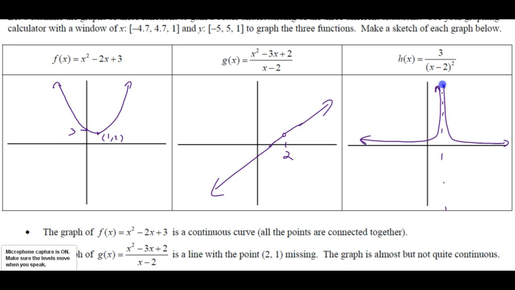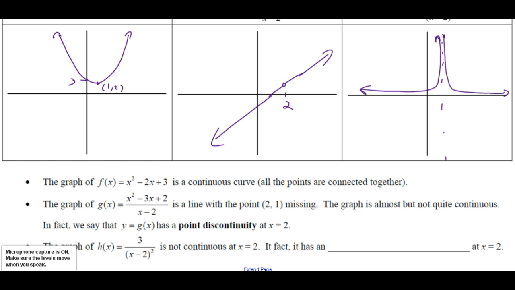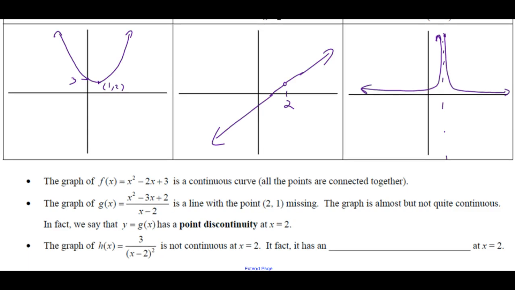Okay, and there's that graph. So the graph of h of x is not continuous at x equals 2. In fact, it has an, what do we call that? An asymptote at x equals 2.